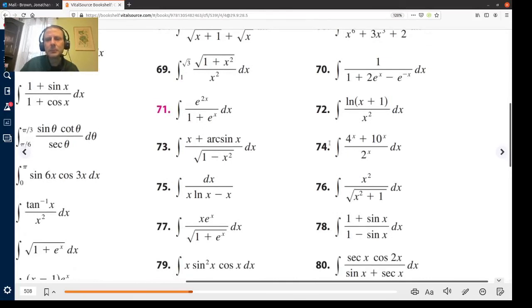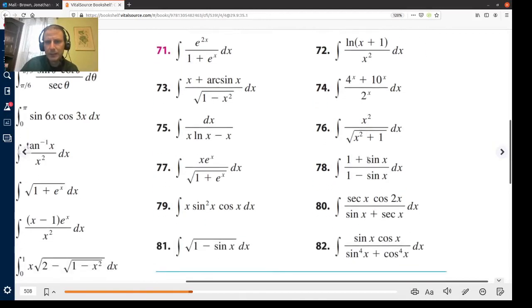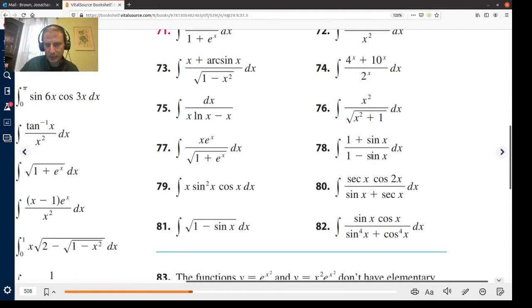74, honestly, this can be split up into two fractions, and then all the stuff can be expressed in terms of e's. Like 4 to the x is e to the x times the natural log of 4, and once you've done that and simplified, it'll become not too bad. 78, I would suspect that you could do some kind of clever algebraic manipulation. Multiply the top and bottom by 1 plus sine x, and the bottom is going to become 1 minus sine squared x, which is cosine squared x, and hope to do some kind of technique using trigonometric integrals.